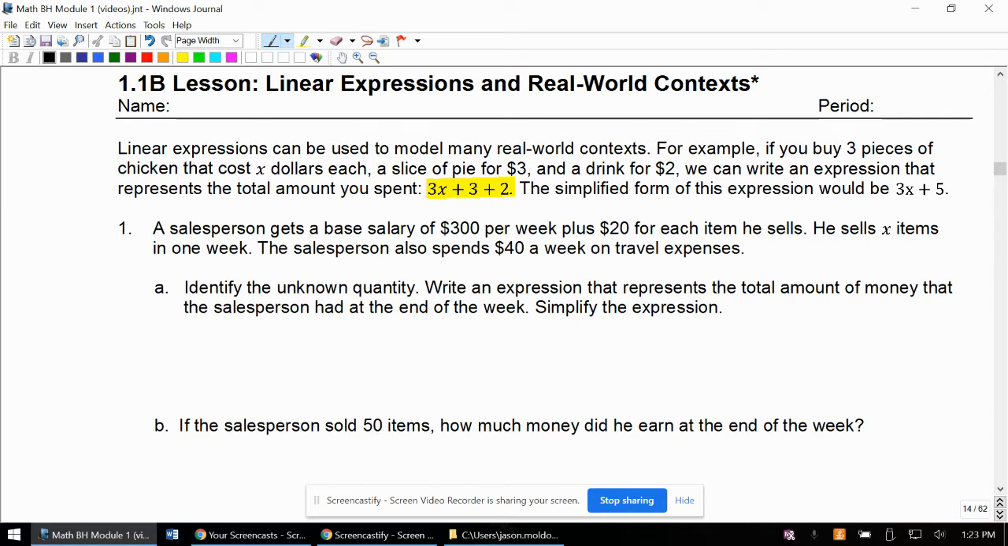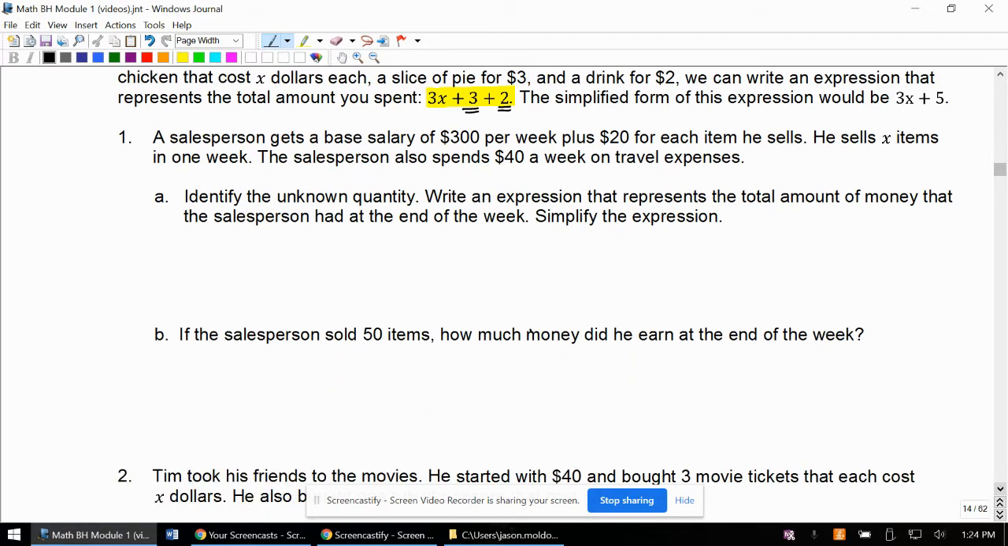Linear expressions can be used to model many real world contexts. For example, if you buy 3 pieces of chicken that costs X dollars each, a slice of pie for $3, and a drink for $2, we can write an expression that represents the total amount spent as 3x plus 3 plus 2, which would simplify to 3x plus 5 because we are combining like terms. We represented these as unit tiles, and we can add those unit tiles together. And then that is fully simplified.